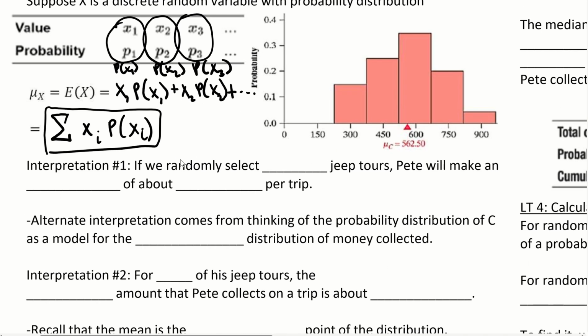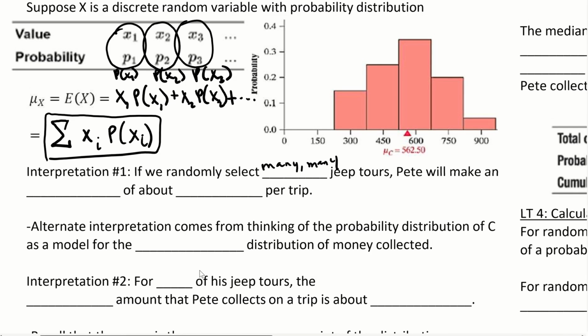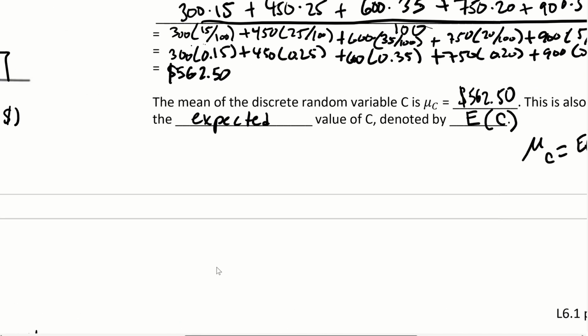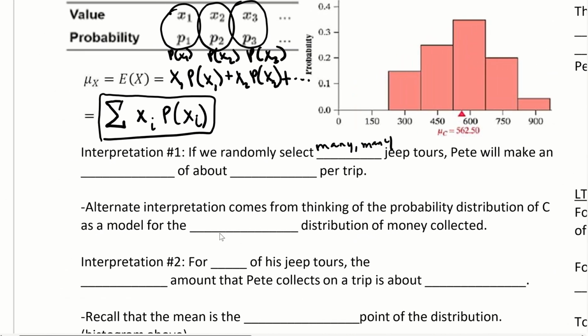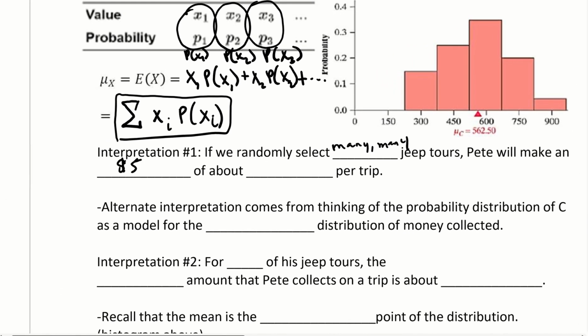All right, so interpretation number one, there are two ways you can interpret this. The first interpretation is if we randomly selected many Jeep Tours, then P will make an average of, in the case that we had, $562.50. He'll make an average of $562.50. I really should have put this here. I'm sorry about that. This shouldn't be a blank here. Per trip.